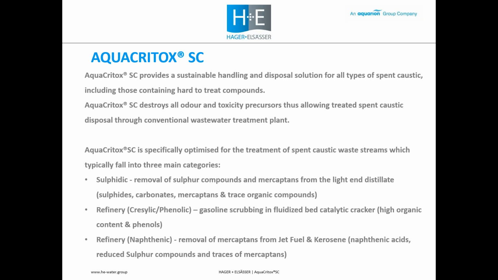The most common of the spent caustic waste is sulphidic. This will contain high concentrations of sulphides, including hydrogen sulphide. You also get mixed effluent, which contains cresylic and phenolic compounds, and also naphthenic spent caustic. The processes for treating these vary in different ways traditionally.